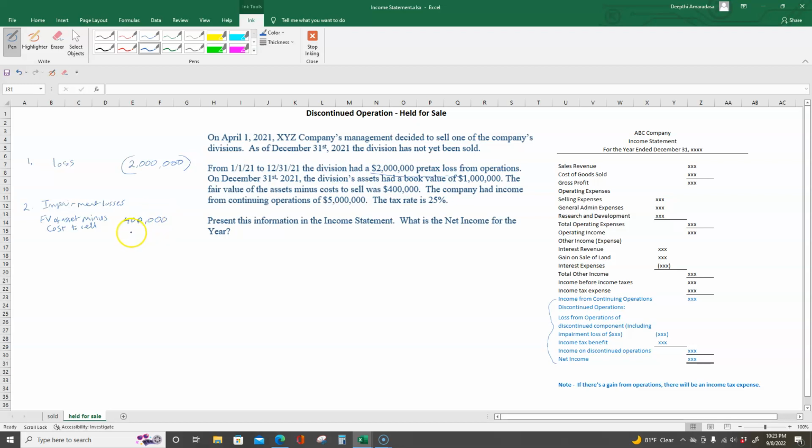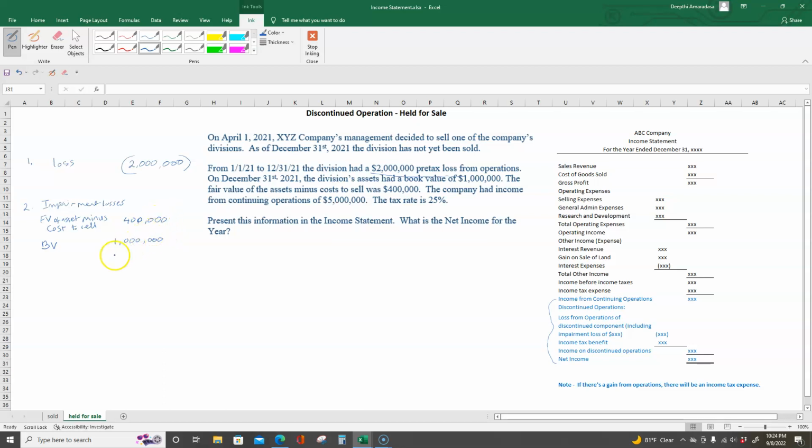We're going to compare that $400,000 to the book value. So let's look at the book value. They told us the book value of the division's assets was $1 million. So we compare the two. If the book value is higher than the fair value of the assets, then we have to write down those assets to the fair value. Is the book value greater than the fair value? Yes, it is. So we have to write it down to $400,000.